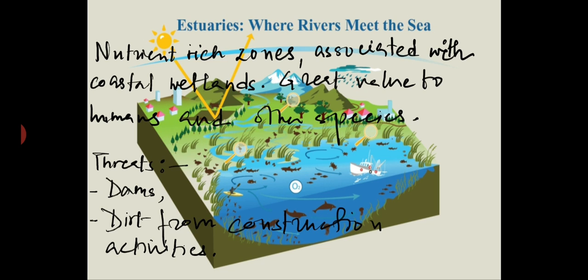For example, two-thirds of the world's commercially valuable fishes and mollusks depend on this region at some point in their life cycle. For example, there are many marine fishes who come to the estuaries for spawning.